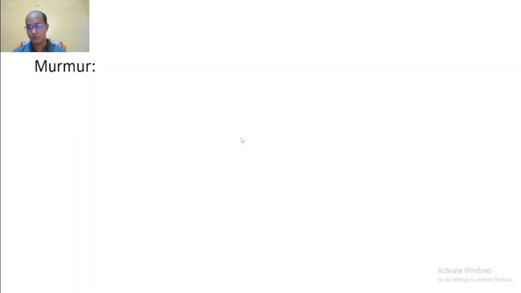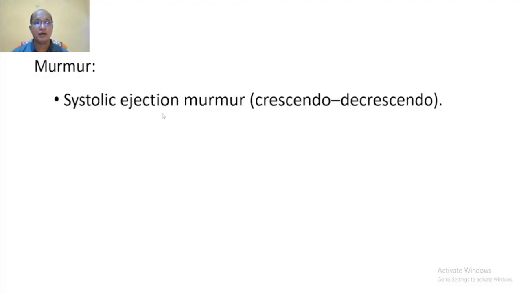Okay, now some points on the murmur found in case of HOCM. I already mentioned it is a systolic ejection murmur, crescendo and decrescendo type.